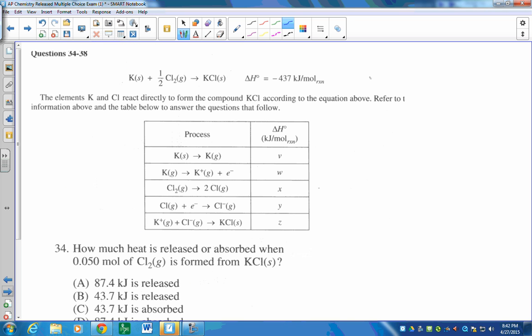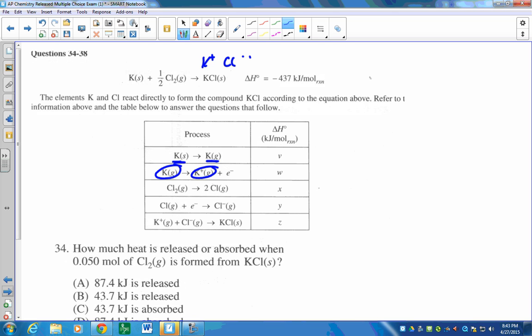Okay, this is a really tough problem. The elements K and Cl react directly to form the compound KCl according to the equation below. Refer to the information in the table below. Okay, so here's what it's saying. In order to get this reaction to go, the first thing that happens is that potassium metal in the solid state has to become potassium in the gas state. And then, because KCl is an ionic compound, +1, -1, you have to take the potassium atom in the gas state and turn it into a potassium ion by removing an electron.